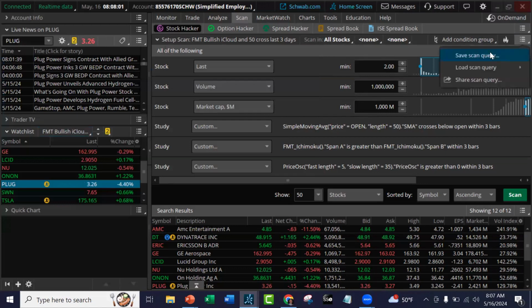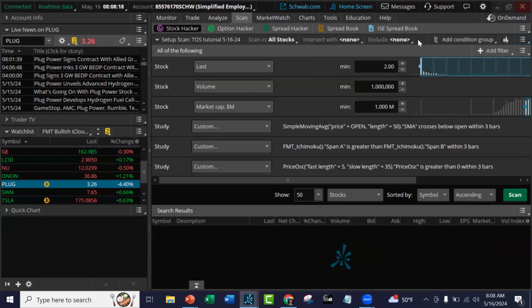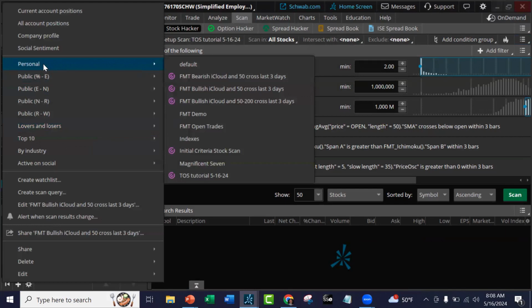Save scan query. No, mine doesn't do it automatically. It comes up with a save watch list. You can put a name in. I just saved this and called it TOS tutorial 516. Now, if I come over here to my, you've got to go to personal here, right? And there it is. TOS tutorial.